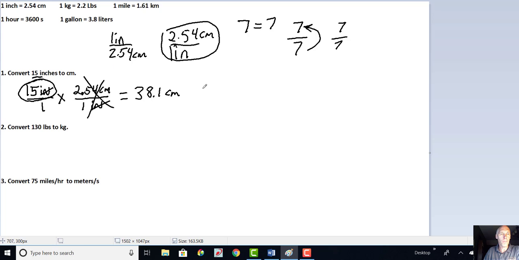You look at your measurement. So the best answer in an AP class would be 38 centimeters, or in any college level class. And boom, there's your final answer. So 15 inches is the same as 38 centimeters.